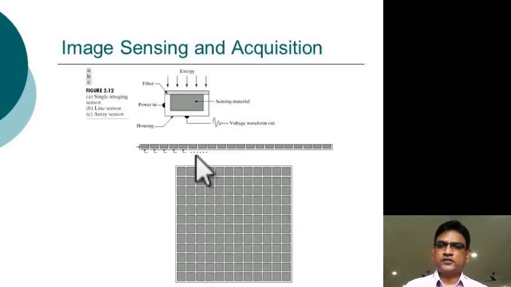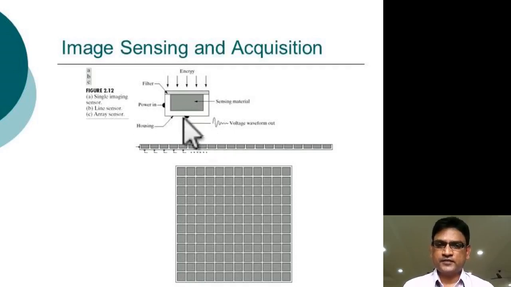And you can see this is the structure of the sensor. This is the incident light energy, and this dark region is the sensing material, and this is the power input, and this is the power output, and this entire arrangement is in the housing. And here we have a filter. This layer is called a filter. So the principle is that this is the incident energy coming from the objects present in the scene. With this energy, this input power, and the property of the sensing material, this sensor has to transform the energy into an electrical signal.